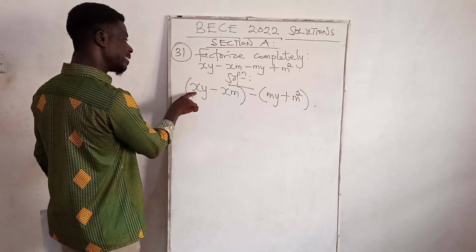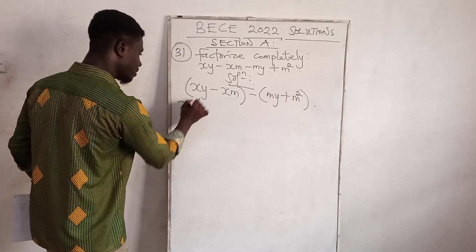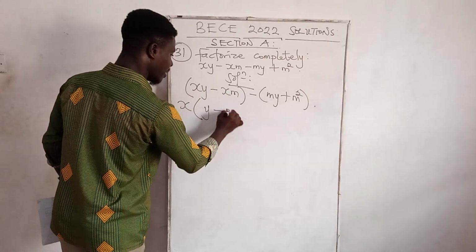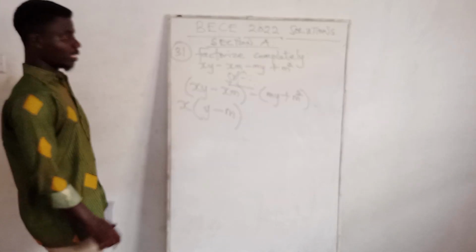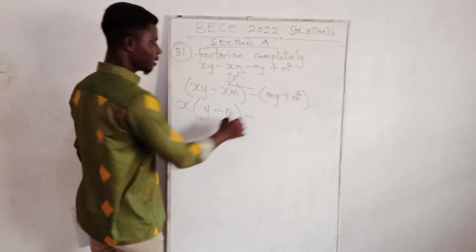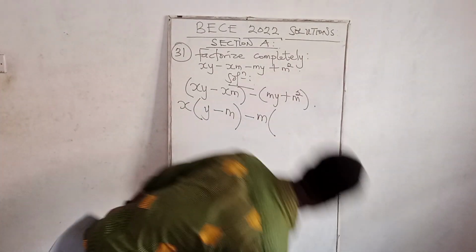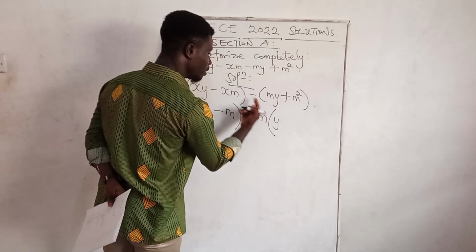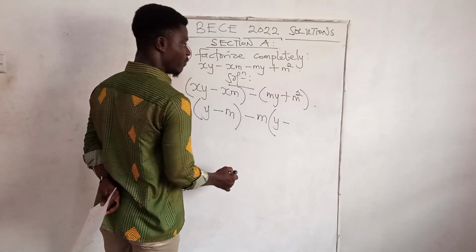You can see that I can see x here, then also I can see x here. So we bring it out. It's left with what? Y, then minus m. So when I multiply through, I get that. Then minus, now what's common here? My m, right? M out. Then I have my y. Now don't forget, negative times positive gives negative here.